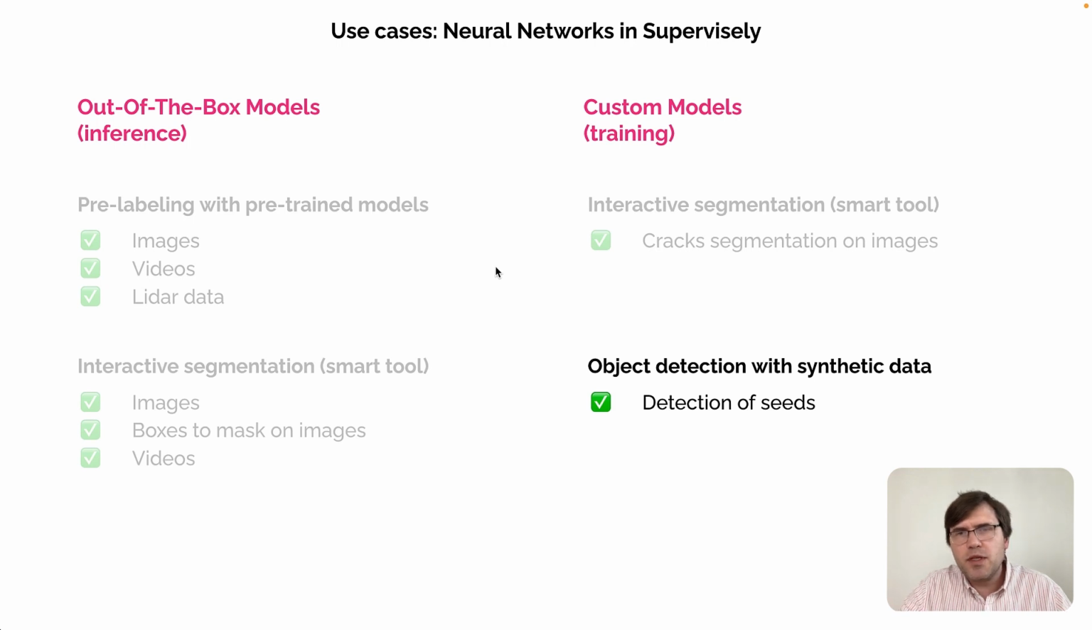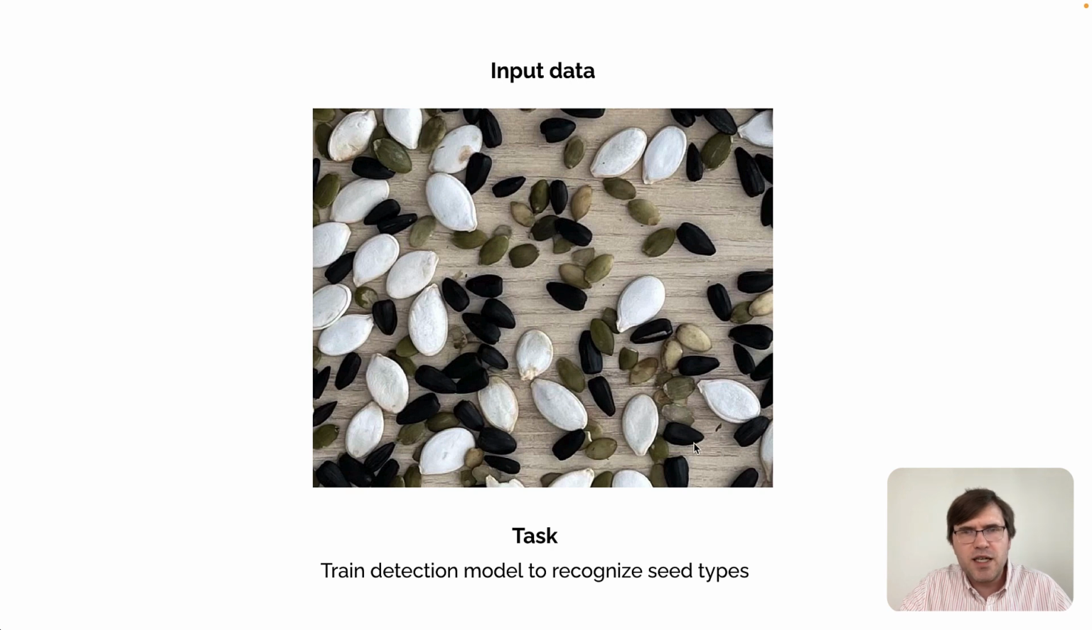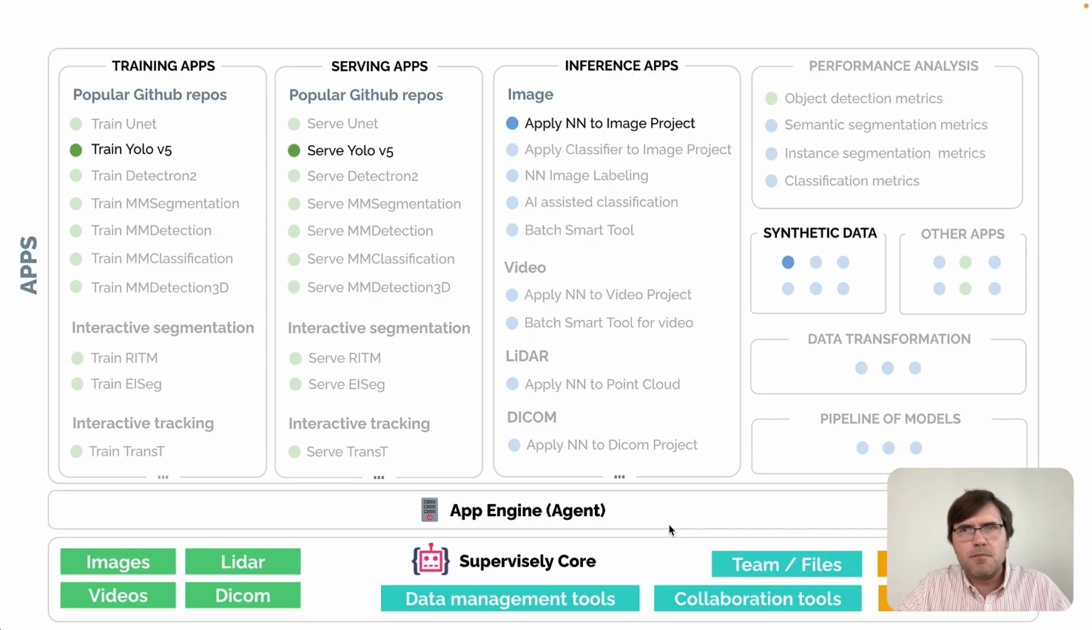My last example here is about object detection with synthetic data. So we will build an object detection model to recognize different types of seeds, and we will use synthetic data for this purpose. Let me show you how we will accomplish that. So this is the task description, but I already mentioned that.